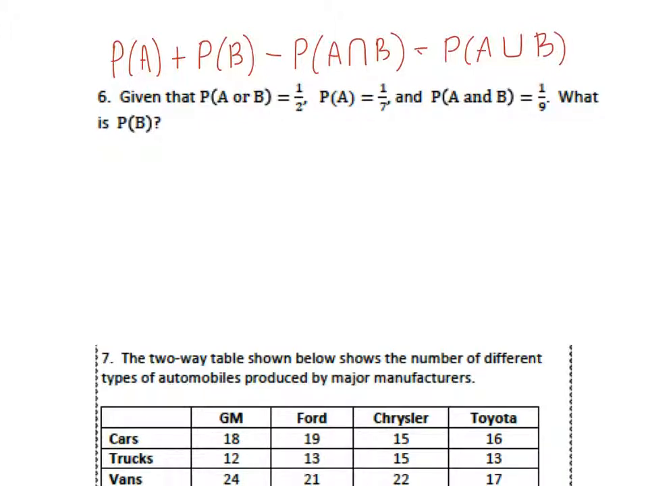Let's go ahead and fill in some numbers here. The probability of A is 1/7 plus the probability of B, we don't know, minus the probability of A and B is 1/9, and that should equal the probability of A or B, which is 1/2.